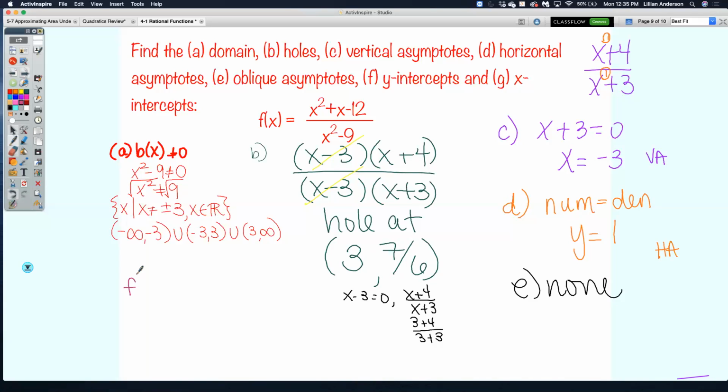So if we have a horizontal asymptote, that means we will have no slant or oblique asymptote. How do I find my y-intercept? Plug 0 in for x. I can plug it into the simplified form or into the original, and I'll still get the same answer. I'm going to use the simplified form to make it a lot easier for myself. That's going to be 4 over 3. It is a point, so it's going to be (0, 4/3).